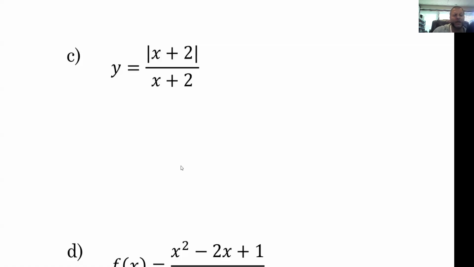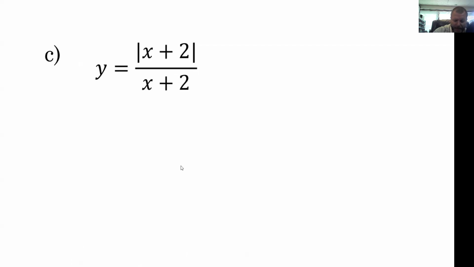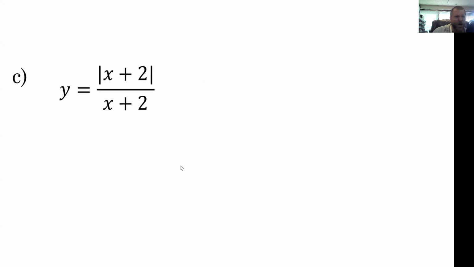So C might be a little tricky. I think we've done something like this in class. But the idea here, right, if you're unsure, you're watching this video, it's probably because you weren't really confident on that x plus 2 part. Great thing, right? Graph this thing in Desmos and see what happens if you're unsure with your answer.